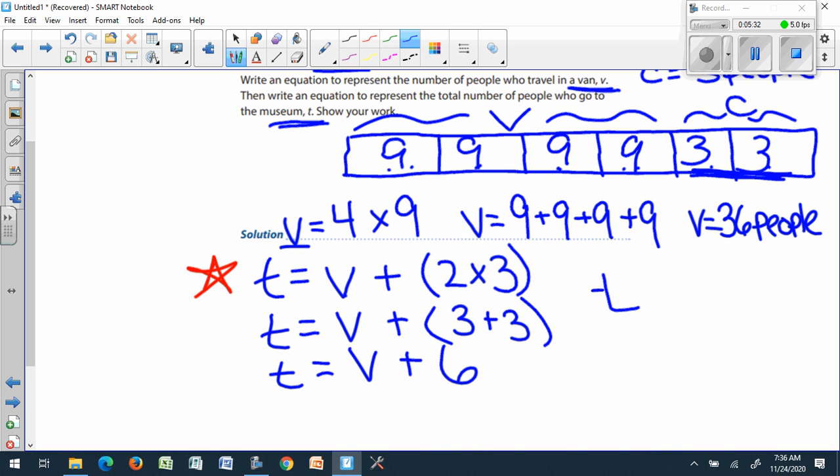Why don't you pause the video and tell me what T equals? What does T equal? And make sure you have a label. Okay. Hopefully you answered 42 people. They're not asking you to do that. You didn't have to find the answer. They want you to put all of your time into creating an equation. Any of these work. Okay, let's try another one.